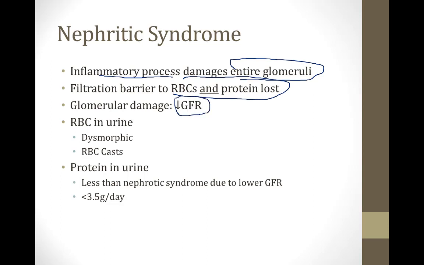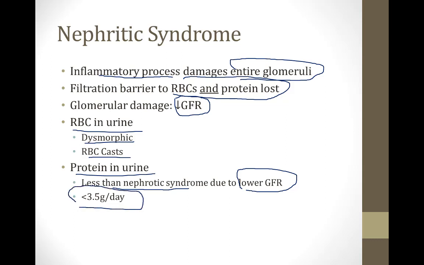These patients will have renal failure. There will be red cells in the urine. They will be those dysmorphic red cells, or you may see those casts. And there will be protein in the urine, but importantly, it's less than nephrotic syndrome. Because these patients have a low GFR, they don't excrete as much protein per day as patients with nephrotic syndrome. So these patients will have urine with protein described as less than 3.5 grams per day.